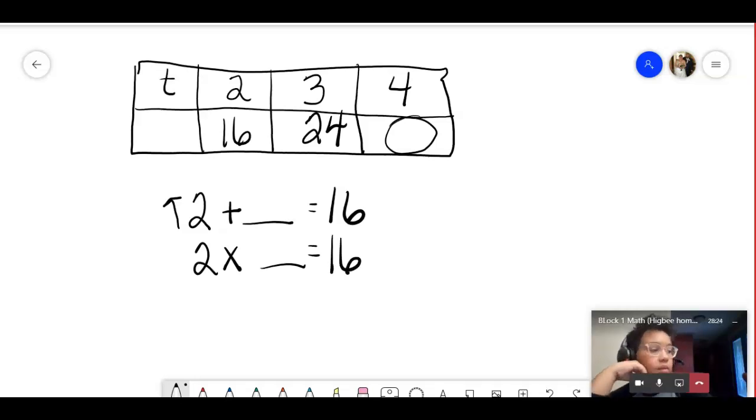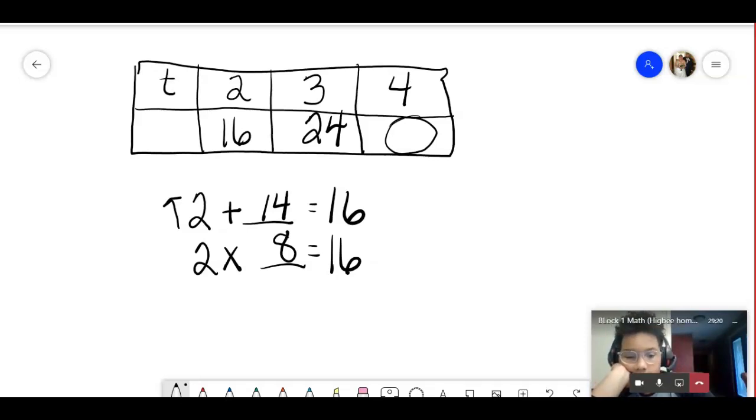Now, Elijah, tell me what you're thinking. Okay, so you're thinking 2 times 8 is probably our rule. Now up here, what would I add to 2 to get 16? And I want to hear from more than just Elijah, please. So what do I add to 2 to get 16? Okay, so my choices are plus 14 or times 8.